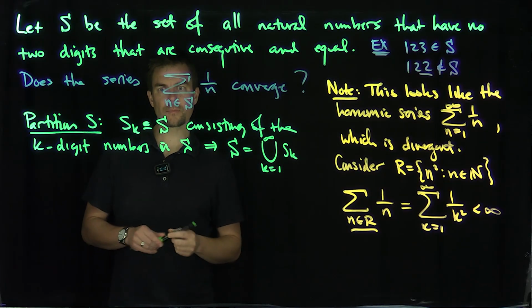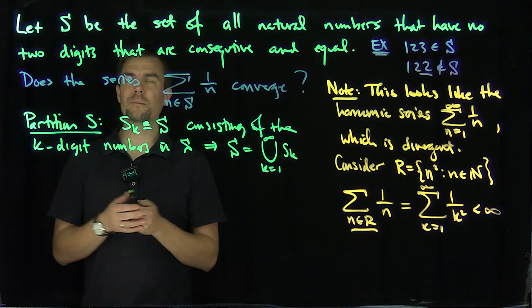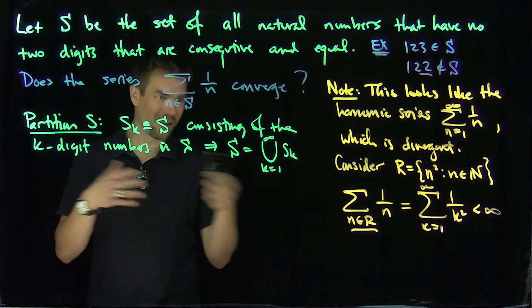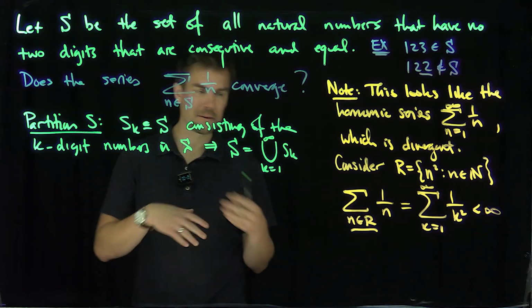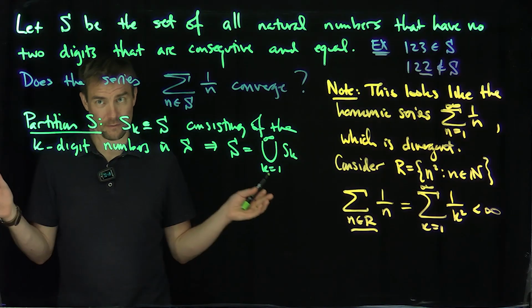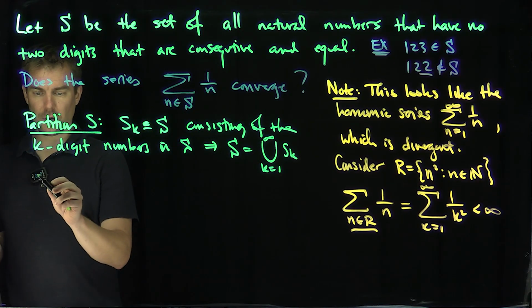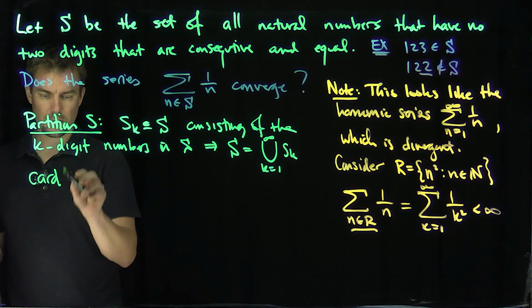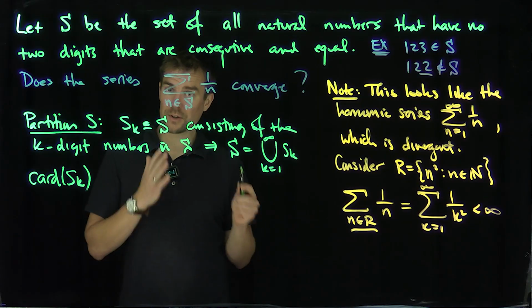Well, how many one-digit numbers are in S? Well, all of them. They're all in S. So S1 is just 1, 2, 3, 4, 5, 6, 7, 8, 9. That's fine, I can throw that out. That won't affect the convergence at all. Let's look at Sk in general. What's the cardinality of Sk? In other words, how many elements are in Sk?